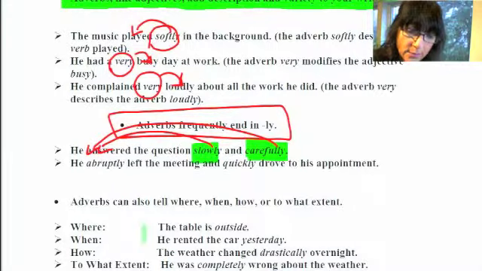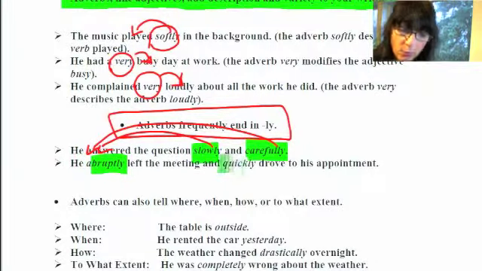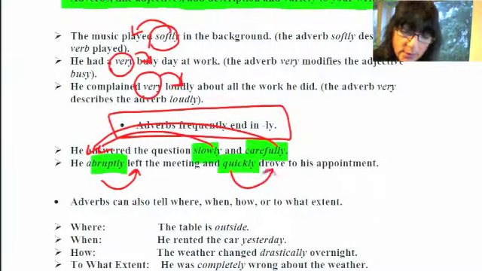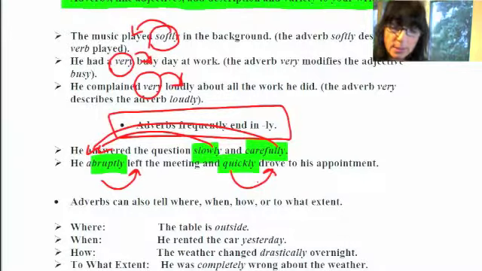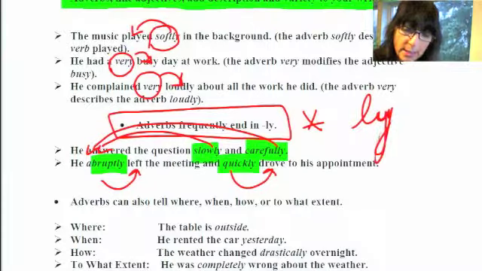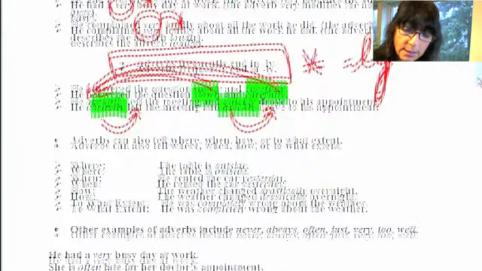In the second example, he abruptly left the meeting and quickly drove to his appointment. Again, ending in ly, one adverb. Quickly is another adverb. And in this case, how did he leave the meeting? He left it abruptly. And how did he drive? He drove quickly. So both these adverbs again are modifying the verbs. So keep in mind that's one way to pick out adverbs: they often end in ly.